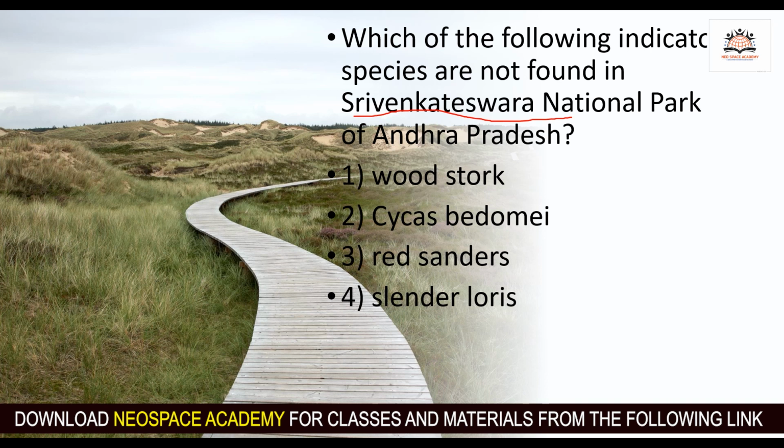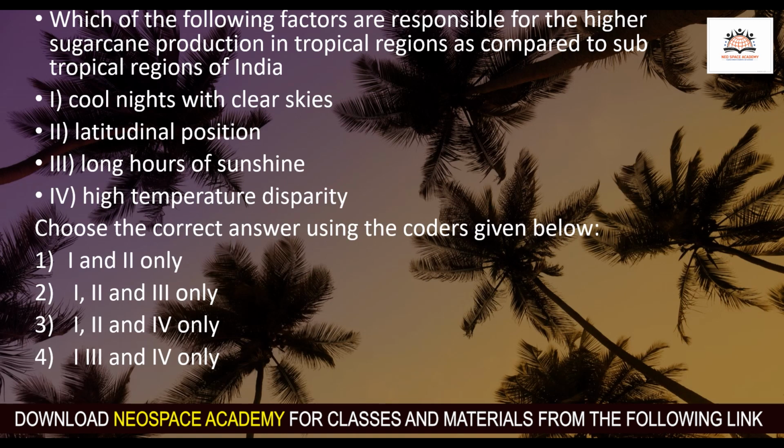So now, in this way, you have to demarcate all those things, and then you will be able to get the answer for that, right? The next thing is, which of the following factors are responsible for the higher sugarcane production in tropical regions as compared to subtropical region of India?